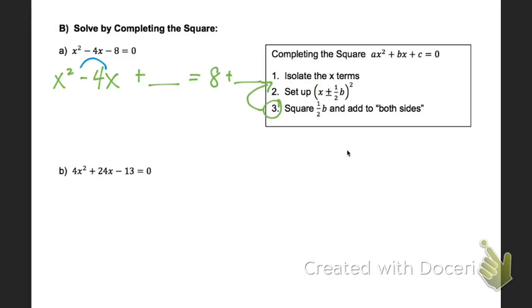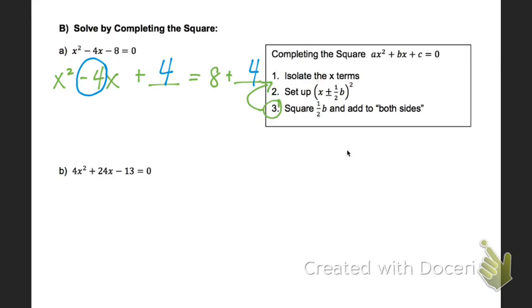I'm going to take this center number, I'm going to cut it in half, and then I'm going to square it. So half of -4 is -2. -2 squared is 4. And I add that to both sides.